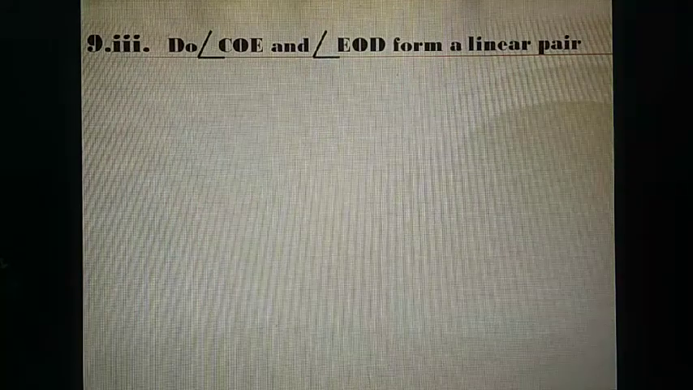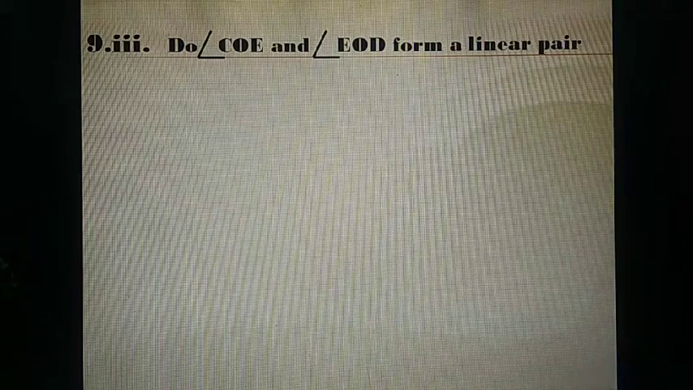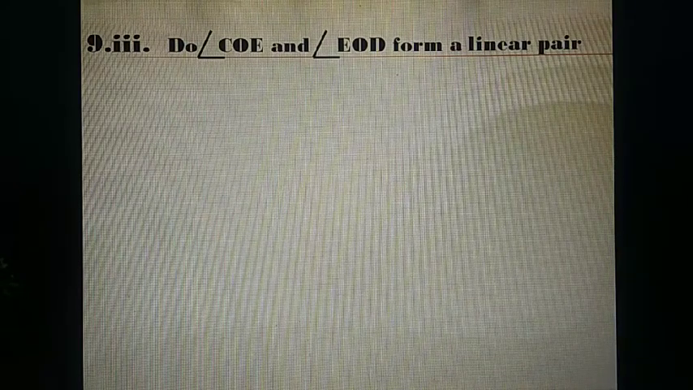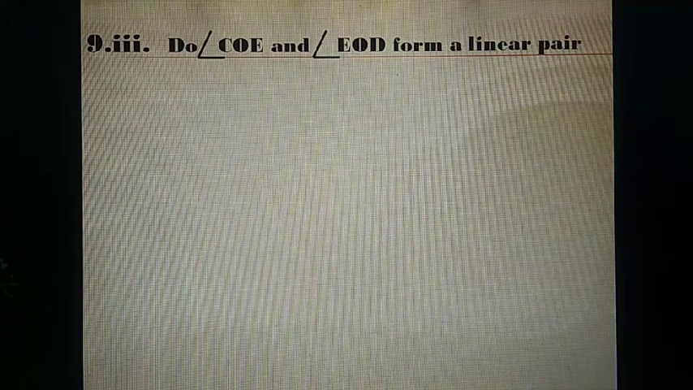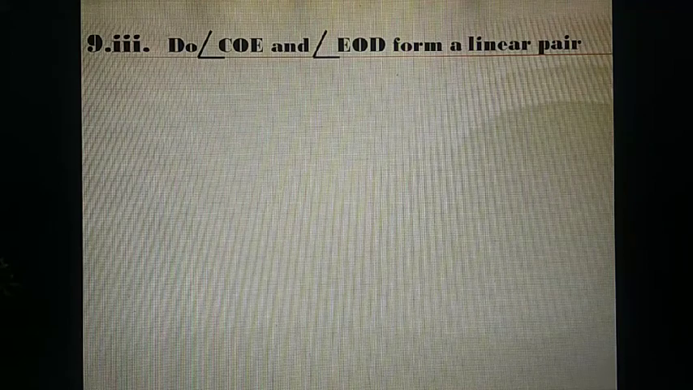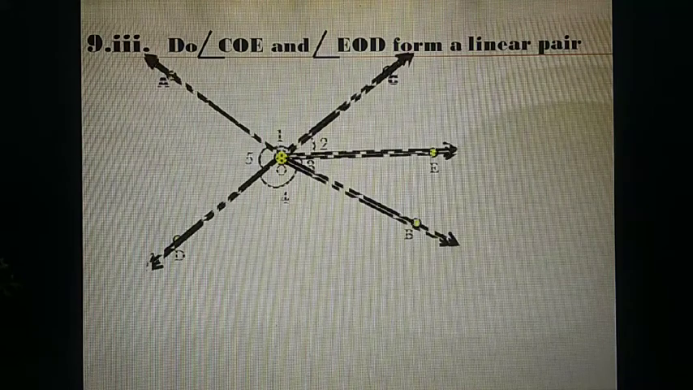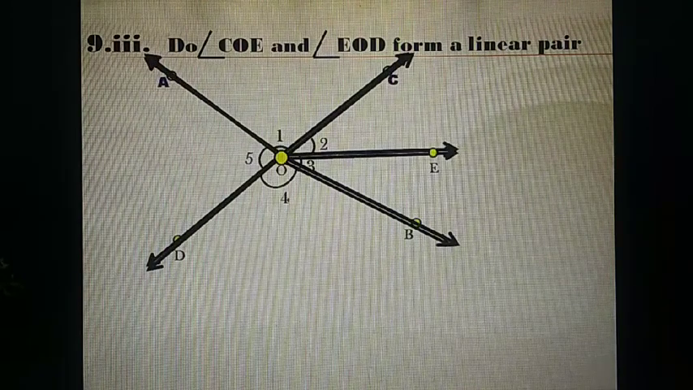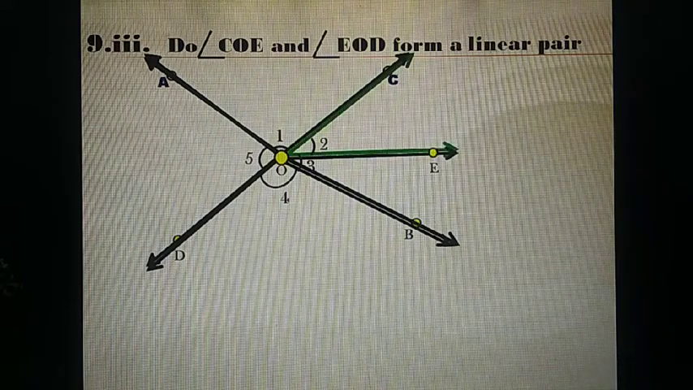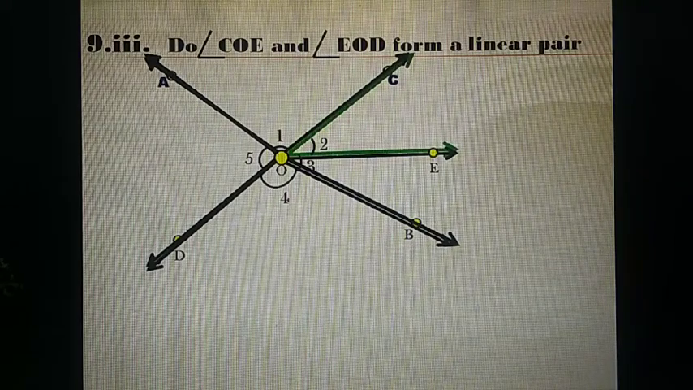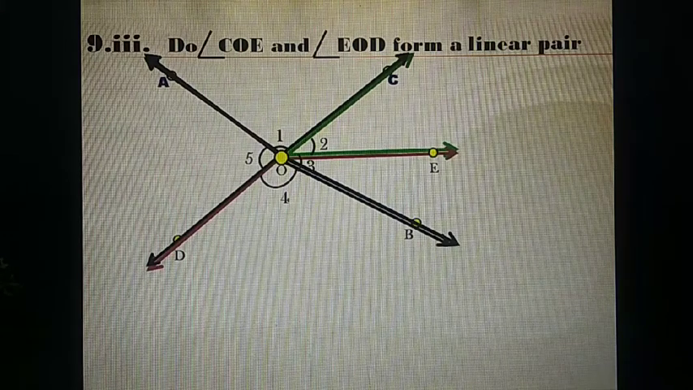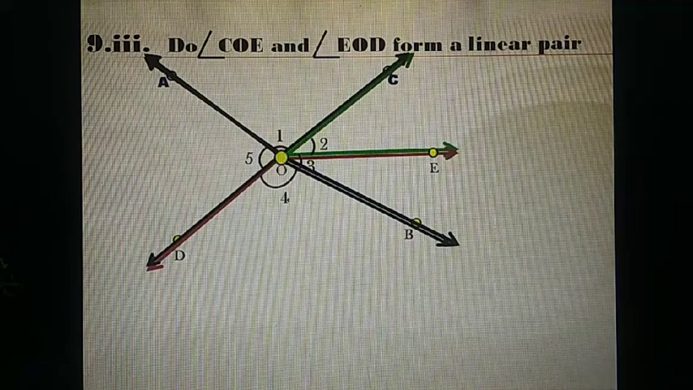Next, do angle COE and angle EOD form a linear pair? Linear pair means the non-common arms should make a straight line, or the angles in the linear pair are supplementary. Yes, first we will trace angle COE. Next, angle EOD. Again, starting with point number 1, common vertex.